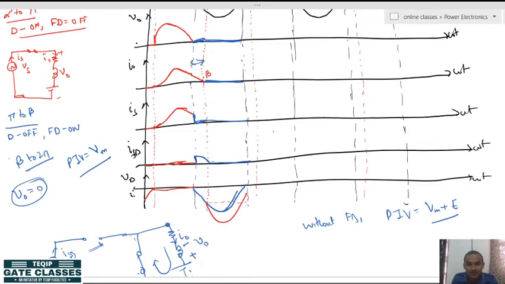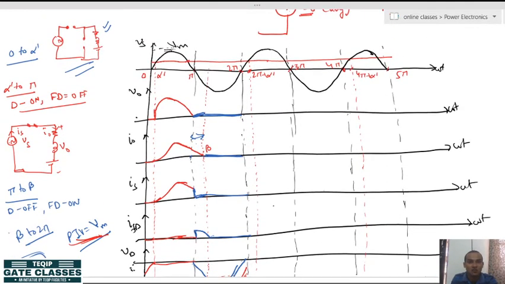Like this after beta. So here I said that the PIV rating is Vm. This is possible only if the load current, instead of becoming discontinuous, becomes continuous; then this will be true for this circuit. Otherwise the same Vm plus E PIV rating will be required. Again, it will remain 0 till 2 pi plus alpha dash, like this, and at 2 pi plus alpha dash, the same circuit and the same steps will repeat.